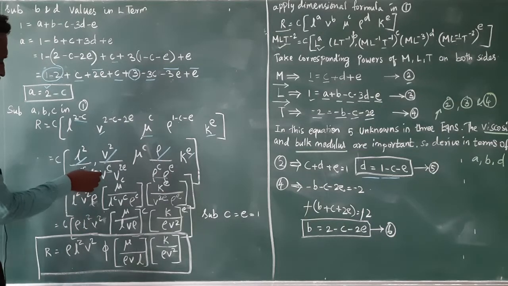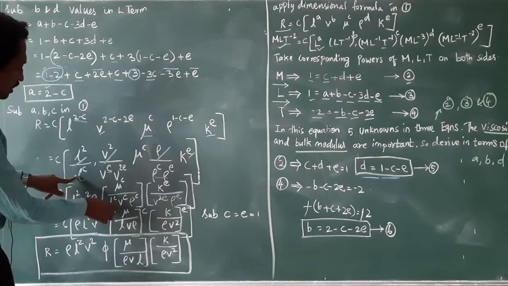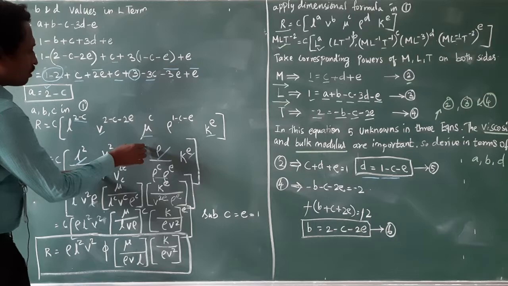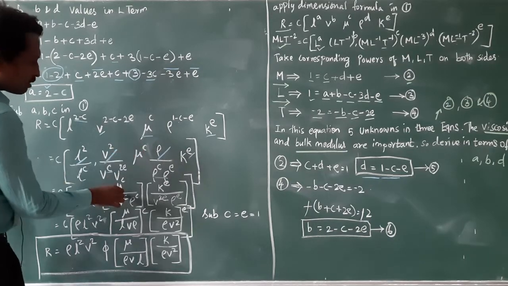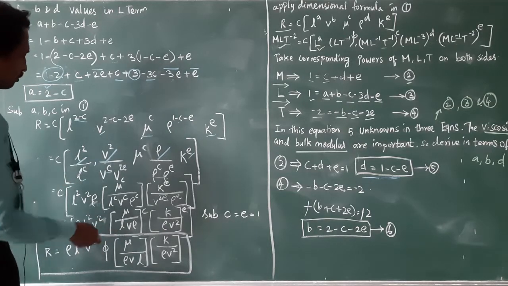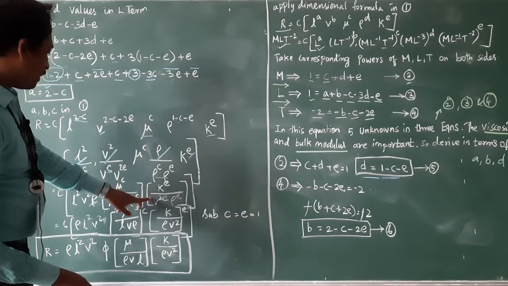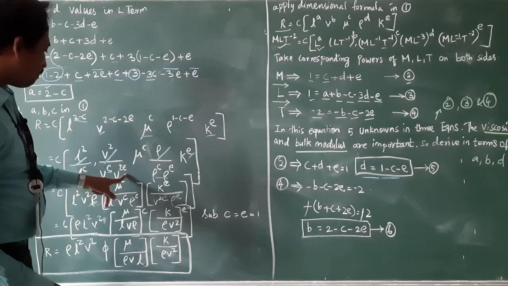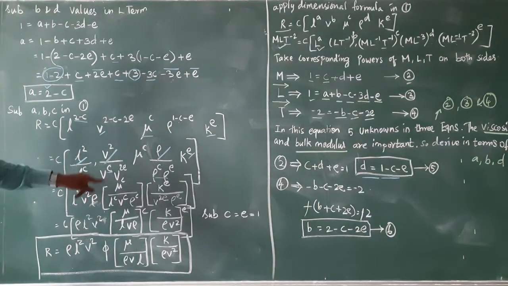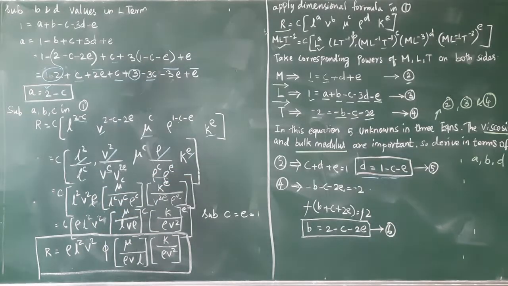The C power terms are in the denominator: L power C, V power C, rho power C, and in the upper term mu power C. So I am grouping the C terms. Similarly, grouping the E terms: K power E, and in the denominator V power 2E and rho power E. In this I am grouping the C terms and E terms.